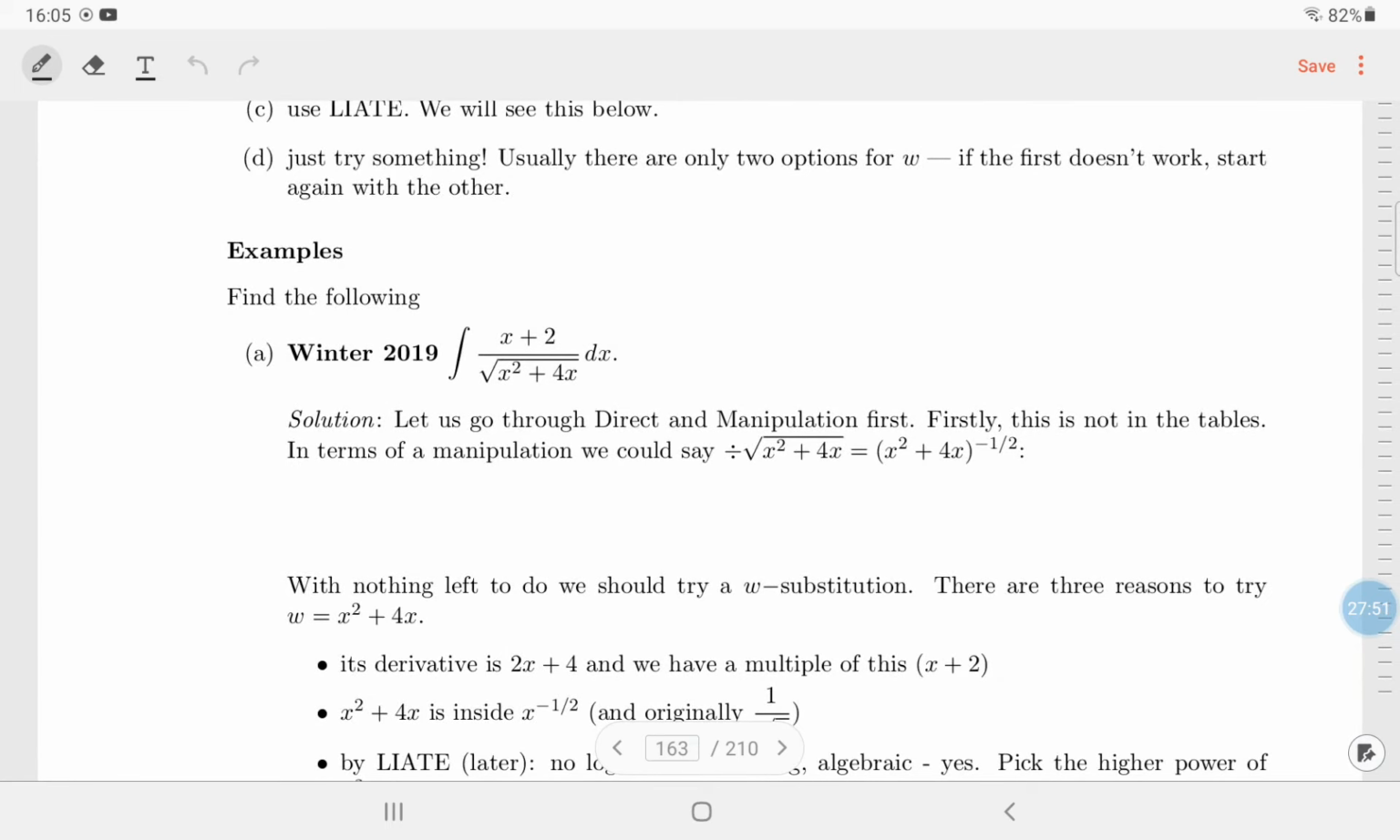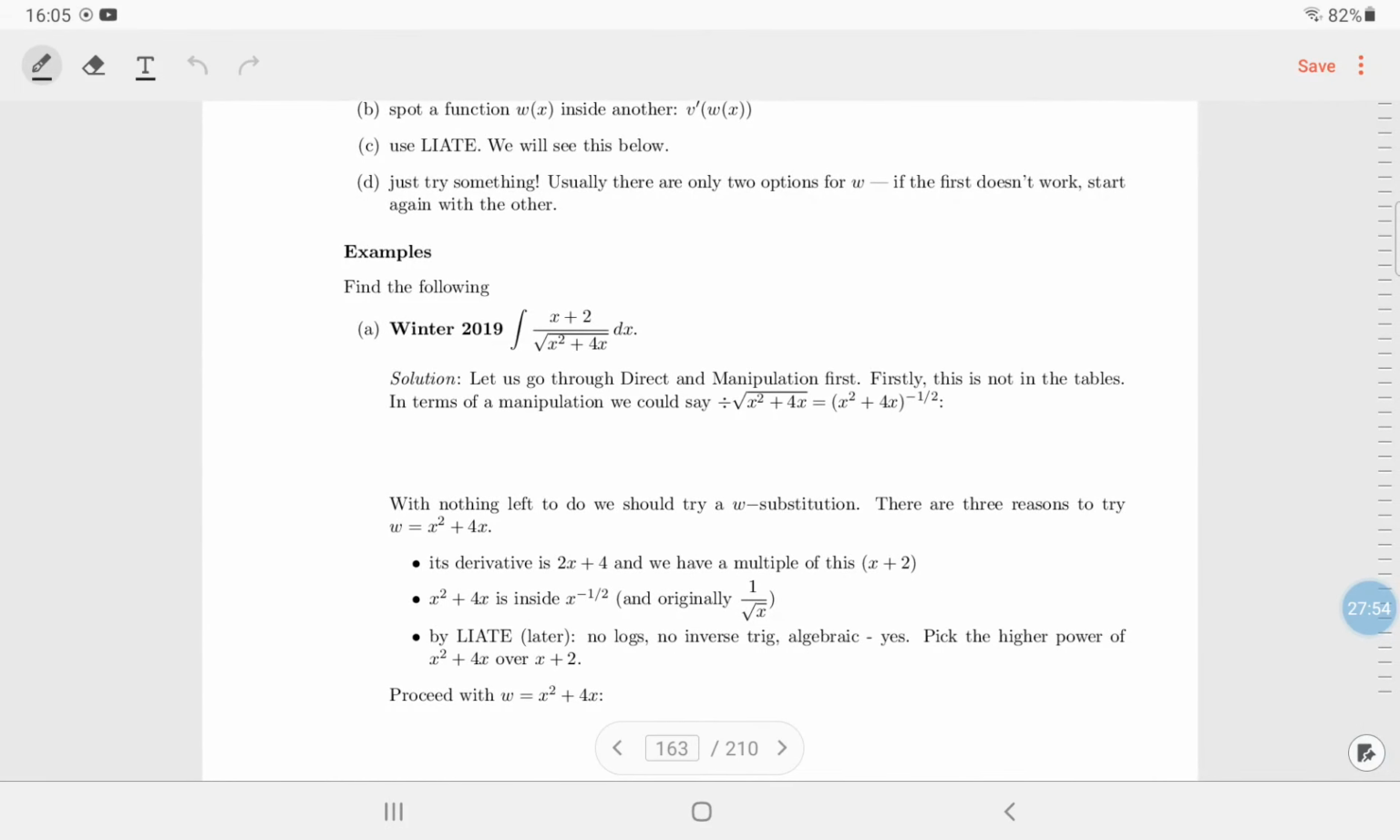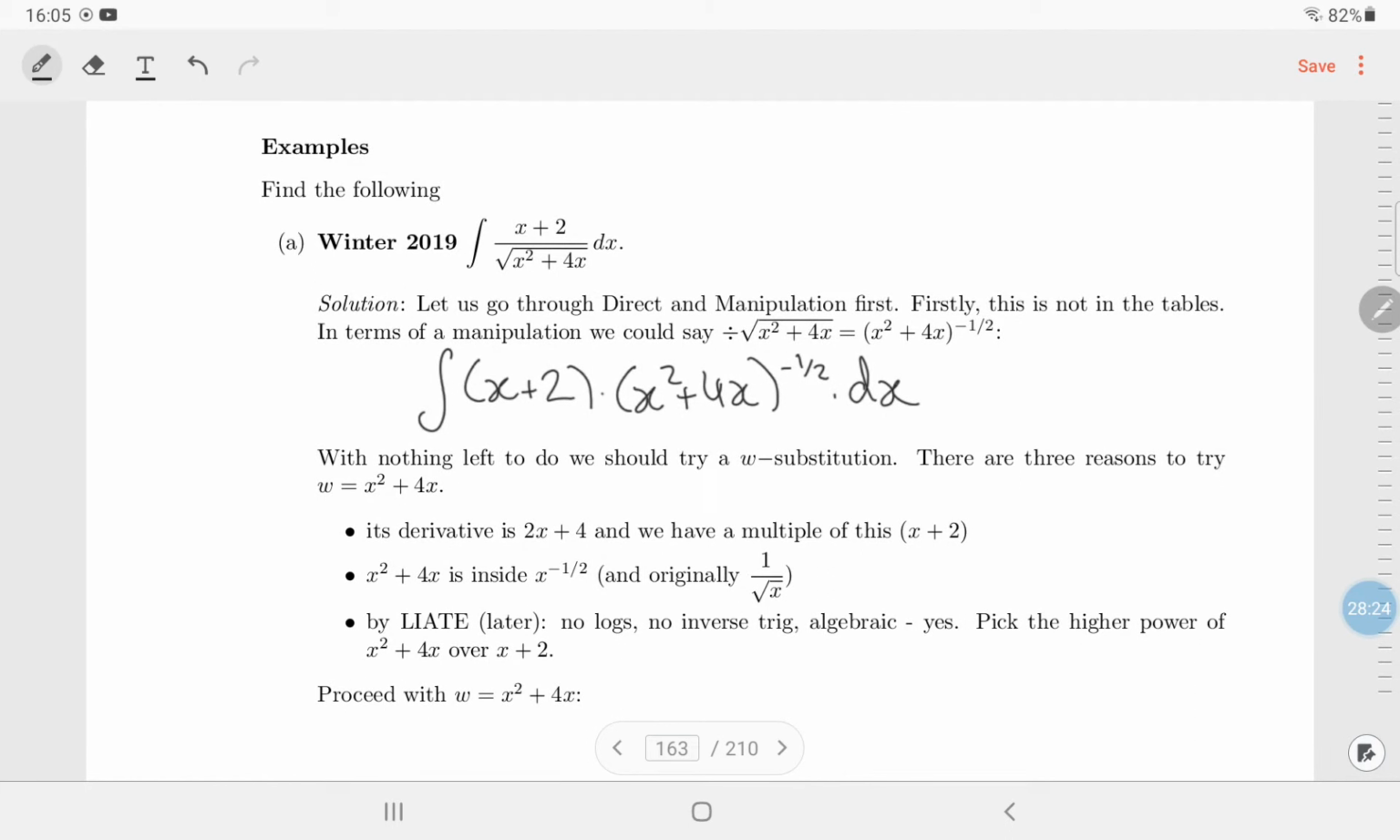Okay, so here we'll have a look at this one. First of all, I recommend you do direct. So nothing as complicated as this is in the tables. The only thing you could do in terms of manipulation is to say that the square root is to the power of a half, and dividing by a power of a half is a negative power. So you could manipulate this to x plus 2 times x squared plus 4x to the minus a half. Now, if you don't do this manipulation, you'll have to do it later, but actually the manipulation is a bit easier if you do it later, so don't worry too much if you didn't see this. But there's nothing else you can do here.